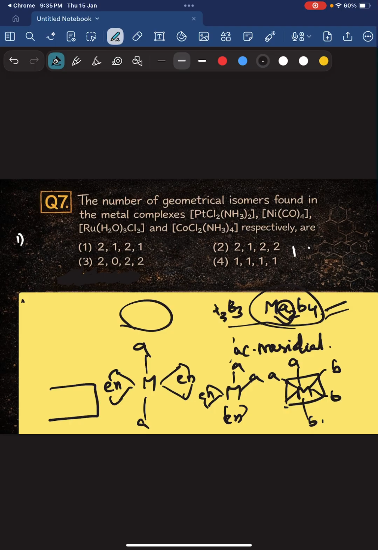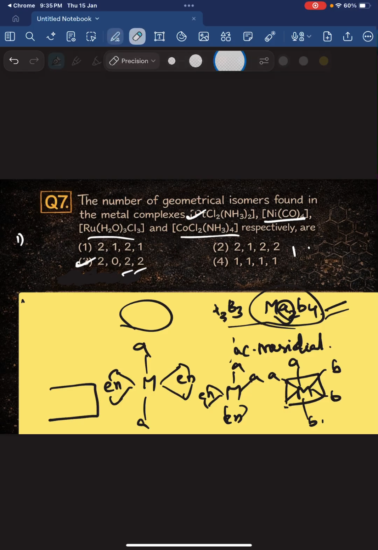So what we can conclude: the first one has cis and trans, so 2. The second one doesn't have any, so 0. The third one and the fourth one also have 2 and 2. So the answer is the third option. That's how we can get the answer. Coming to the next question.